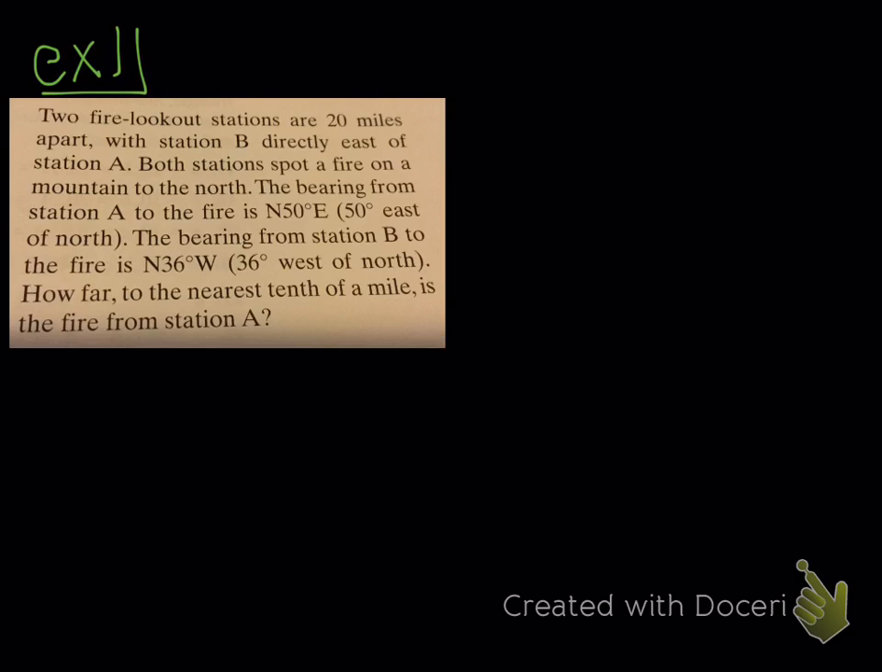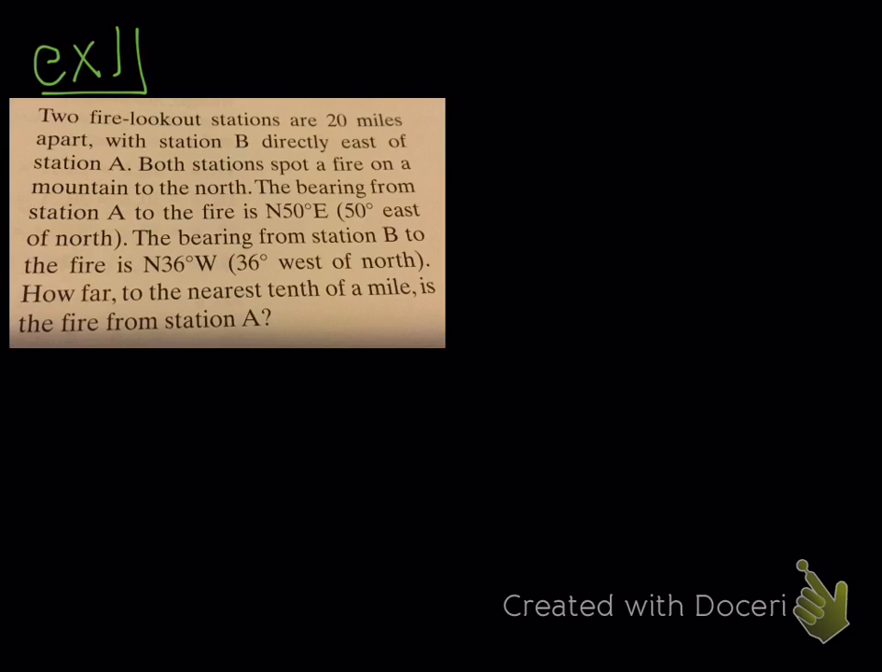Both stations spot a fire on a mountain to the north. The bearing from Station A to the fire is north 50 degrees east. The bearing from Station B to the fire is north 36 degrees west. How far to the nearest tenth of a mile is the fire from Station A? So first thing we need to do is create a picture.